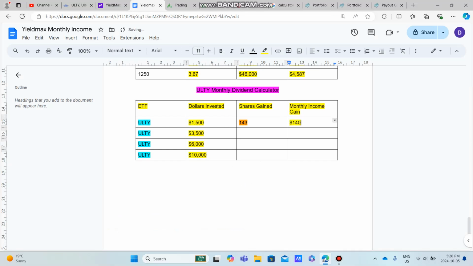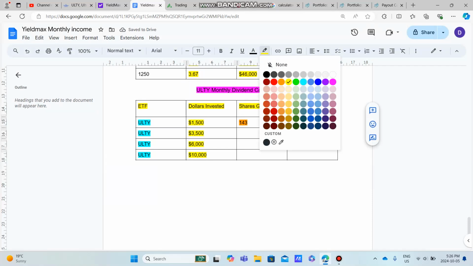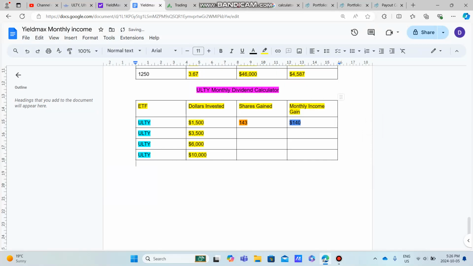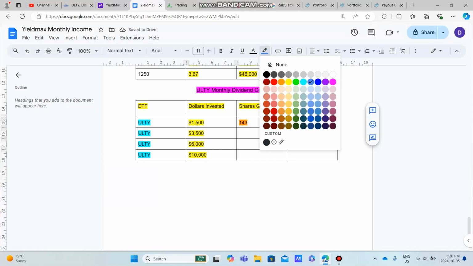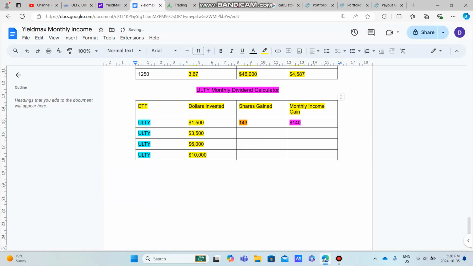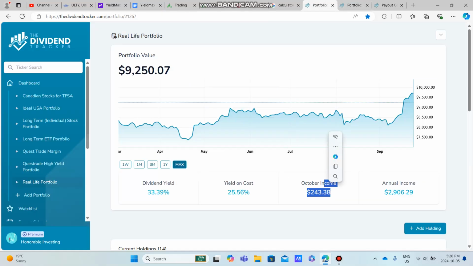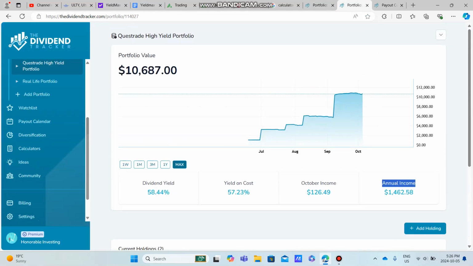So that is our first start. Our first start is $1,500 only, and we are receiving $140 right off the bat in terms of income. Now let's get a color that's a little bit brighter here. Let's go with a nice pink. Cool. So $1,500 in, 143 shares gained, and that will contribute to our monthly income every single month. Likely I do it in our Questrade portfolio here, so that will be this one right here, adding to this total, which is incorrect.